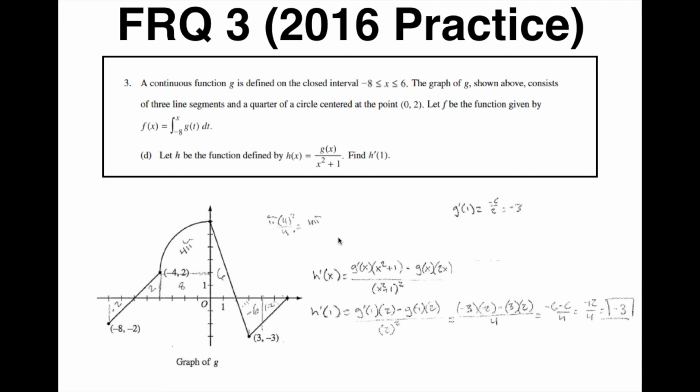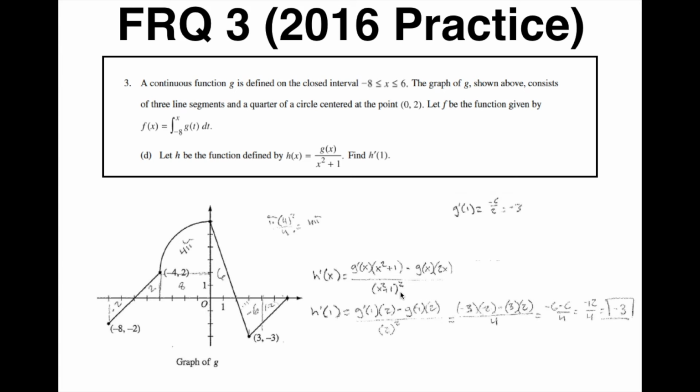Last question for this FRQ. Let h be the function defined by h of x equals g of x over x squared plus 1. Find h prime of 1. Now this is a place where you want to use the quotient rule. H prime of 1 is going to be, it's u over v, so it's u prime v minus u v prime over v squared. The student does exactly that, g prime, so u prime v minus u v prime over v squared.